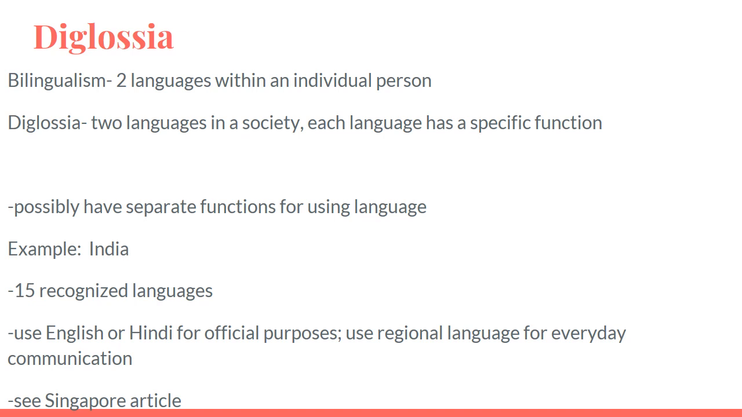Singapore is the same way in that in Singapore there are many different ethnic groups, but all groups are taught English in school and then also their native or home language. And so Indians and Singaporean Indians are taught both English and Hindi, and Singaporean Chinese are taught English and Chinese, and so on and so on.